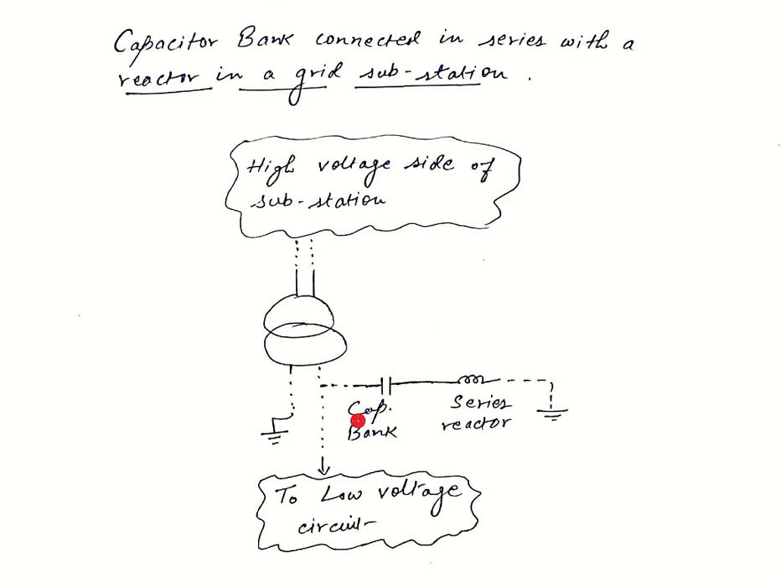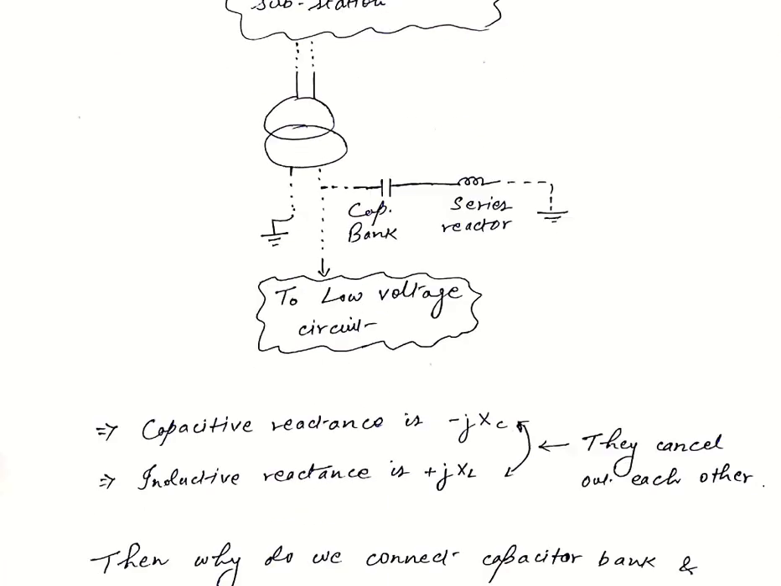So this is another branch which is capacitor bank and series reactor. These two elements are connected in series. Now we know capacitor banks are connected for power factor improvement of our power system, right?